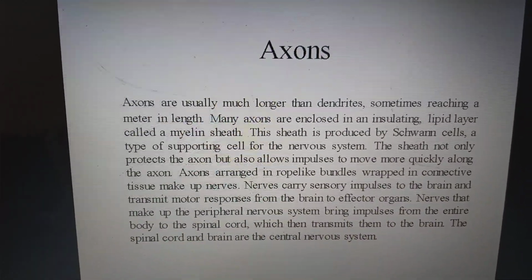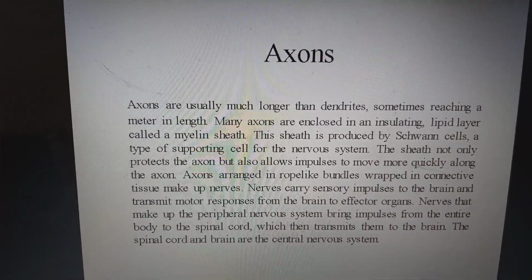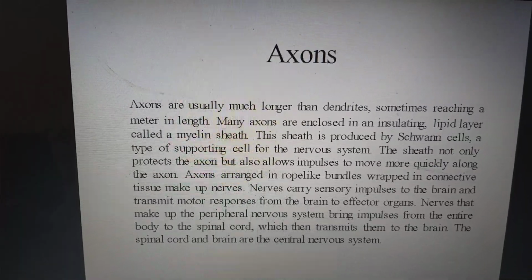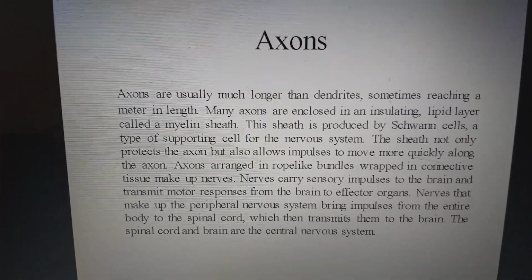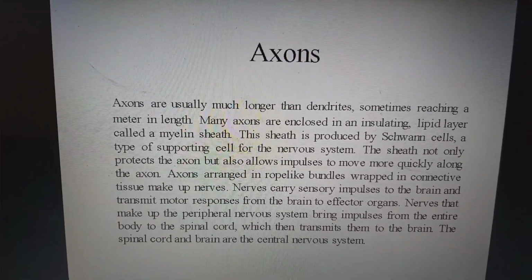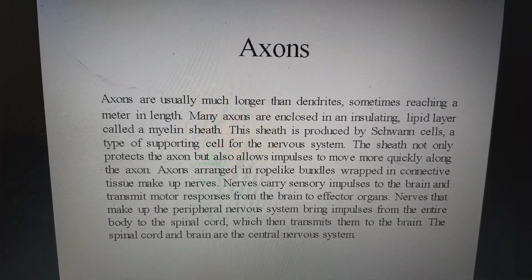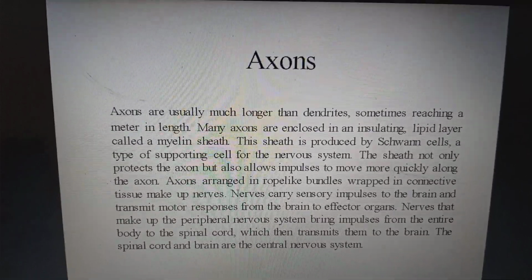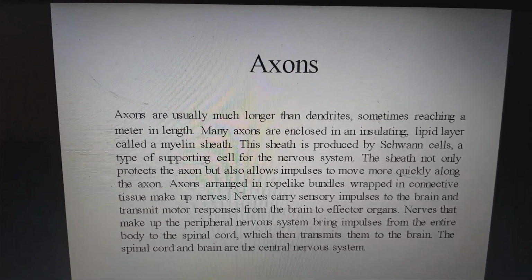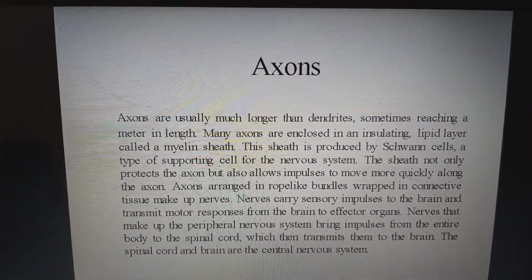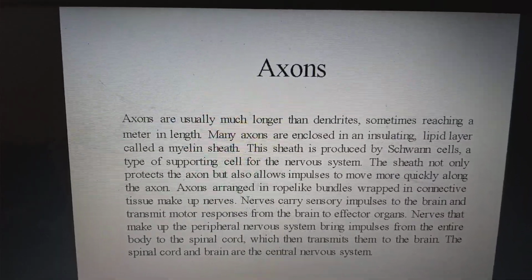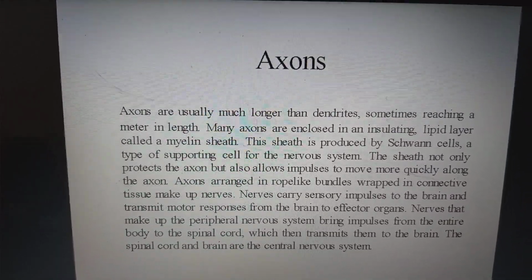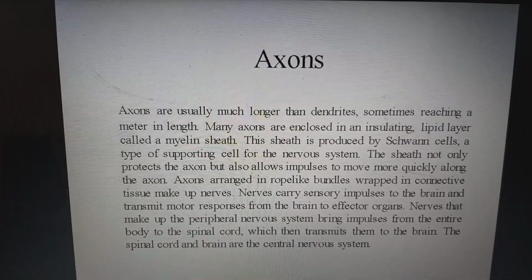Axons. Axons are usually much longer than the dendrites, sometimes reaching a meter in length. Many axons are enclosed in an insulating lipid layer which we call the myelin sheath. For example, even though a normal copper wire is transmitting electricity, we cannot leave the copper wire alone. We need certain plastic insulation. Here, the insulation is provided by the myelin sheath.